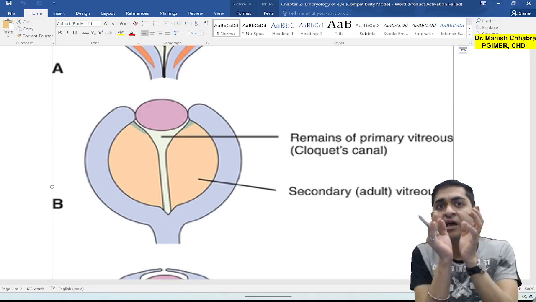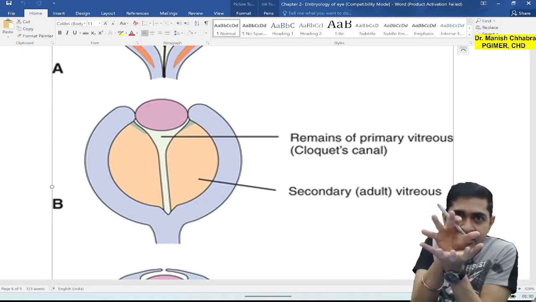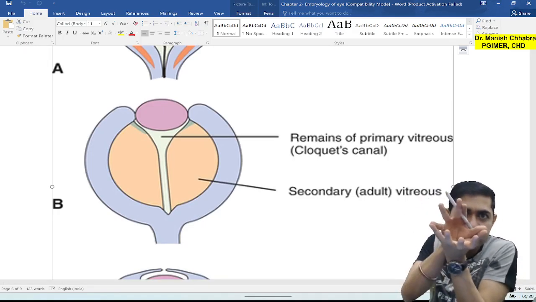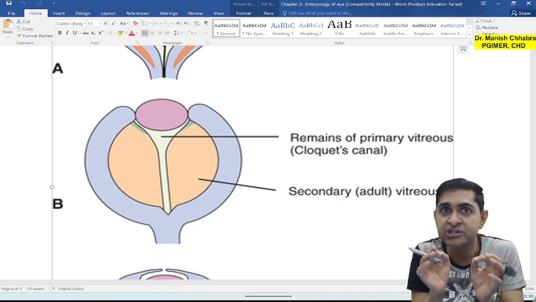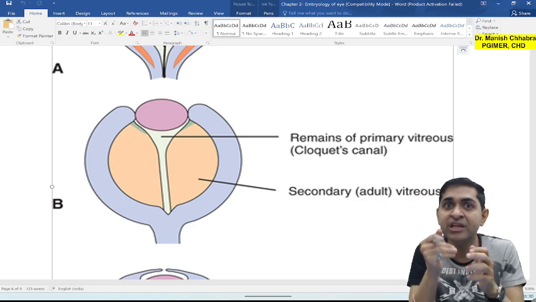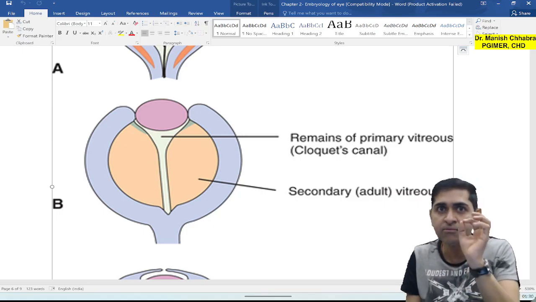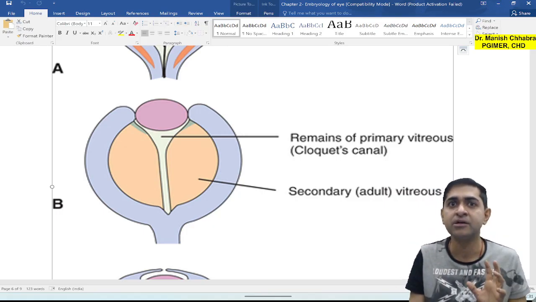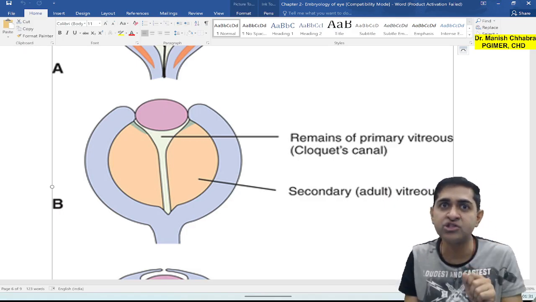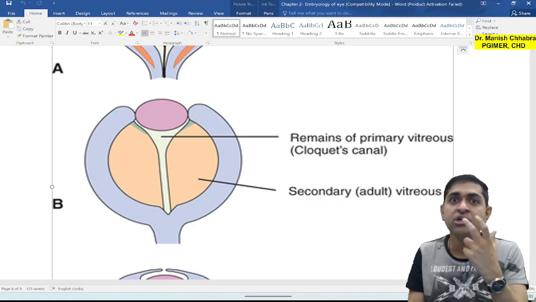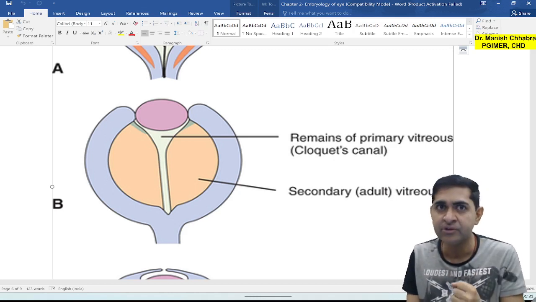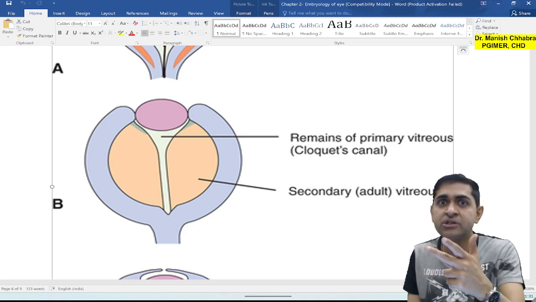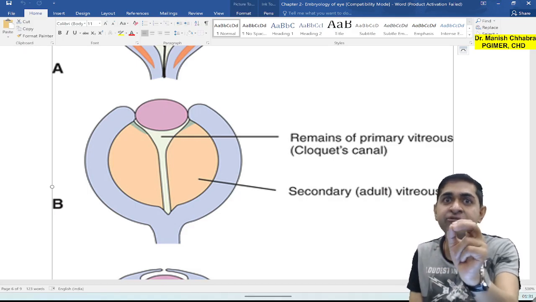And around this canal there is what? There is which structure? There is optic cup. The optic cup secretes a fluid which later comes to be vitreous humor. So if I may ask you, what is the embryological derivative which forms primary vitreous humor?